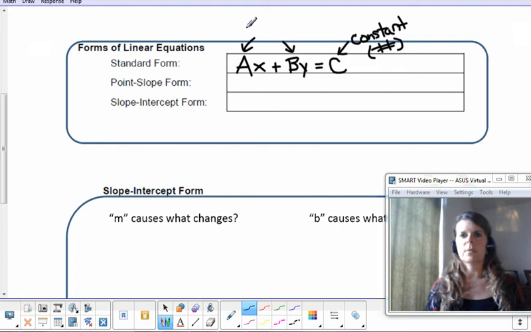So if we talk about coefficients, we're talking about a number with a letter x or a letter y or whatever your variable might be. So these are coefficients. These are also numbers.